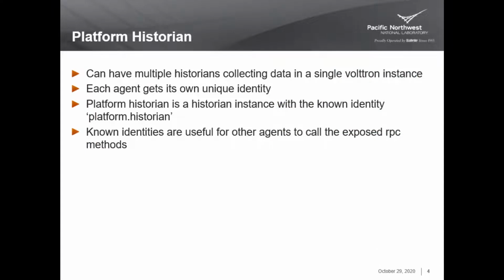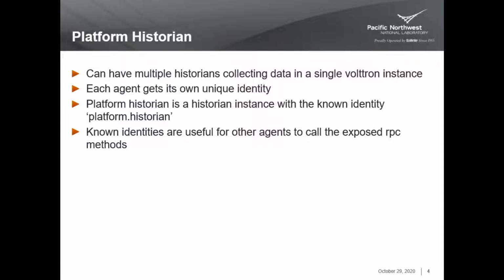In a given VOLTTRON instance, you can have multiple historian agents collecting data. Each agent is installed with a unique identity, a simple string value which can either be user provided or system generated. VOLTTRON platform reserves a list of identities called known identities for specific use cases. A platform historian is a historian with the known identity platform.historian. Installing a historian with this known identity enables other agents to easily access your historian's methods without having to worry about what the concrete historian is.